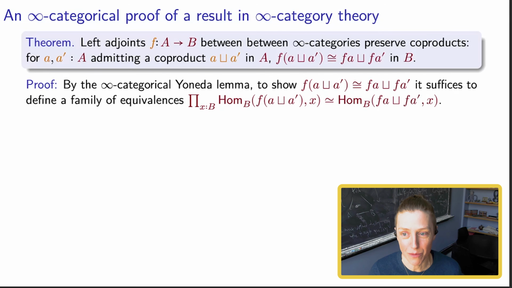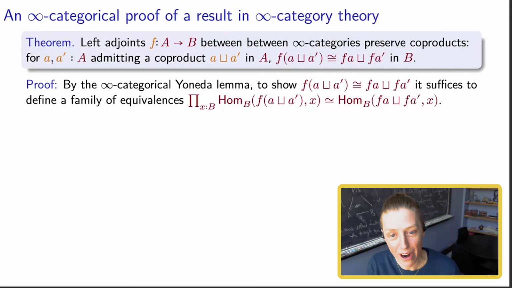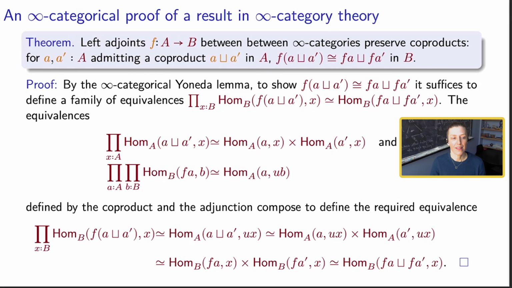So to show this isomorphism, it suffices to define a family of equivalences. Here, I do not need to say natural because the naturality is for free. I just need for all x and b to give an equivalence between arrows out of F of the coproduct into x and arrows out of the coproduct of F of a and F of a prime into x. And I construct that equivalence using the equivalences provided from the coproduct definition and the adjunction definition.